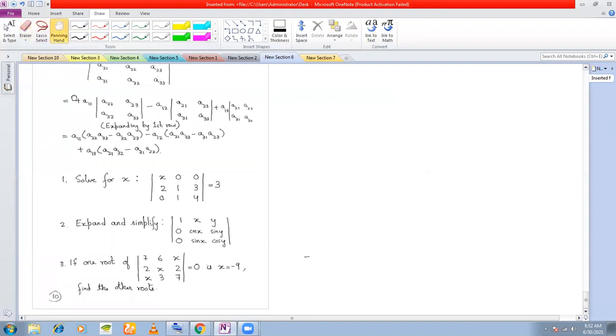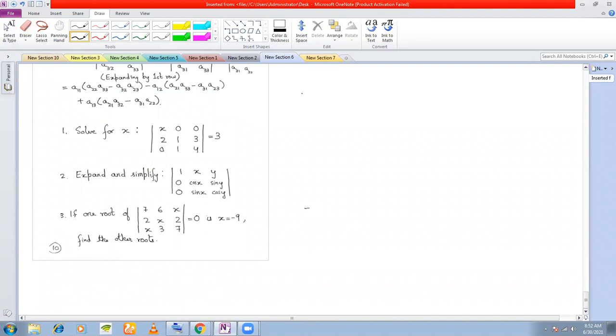Next question is, if one root of this determinant equation, in fact, 7, 6, x, 2, x, 2, x, 3, 7. This is the equation given. And it is given that one root is x equal to minus 9. Find the other roots. So first of all, what we are going to do here is expand this determinant. Okay. How to expand? Write down the sequence of signs.